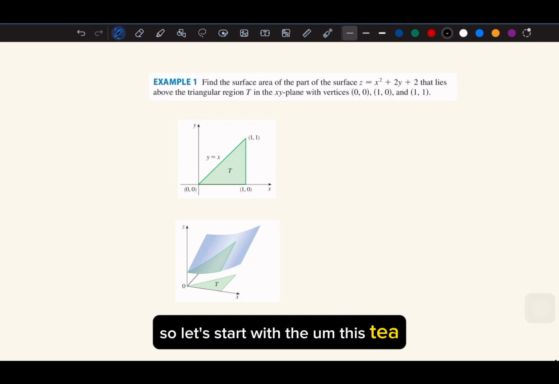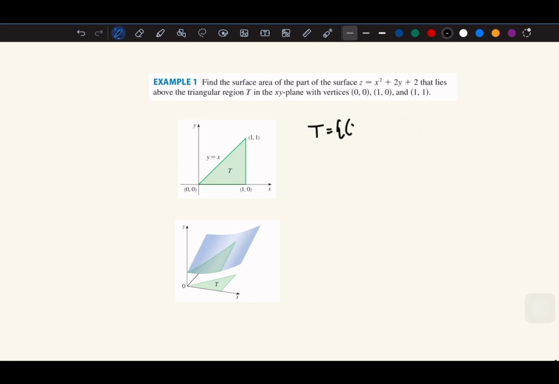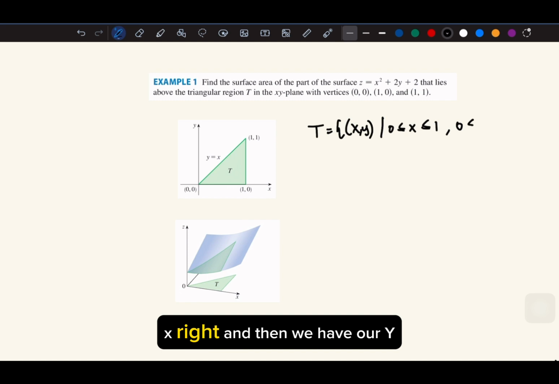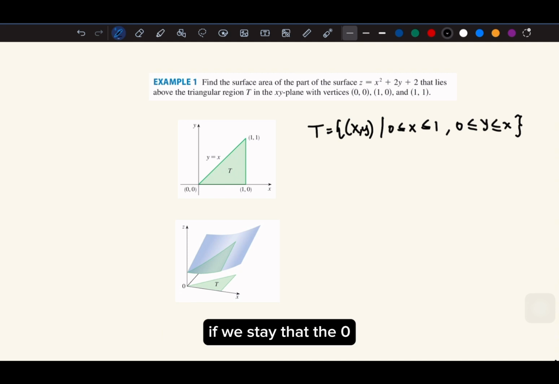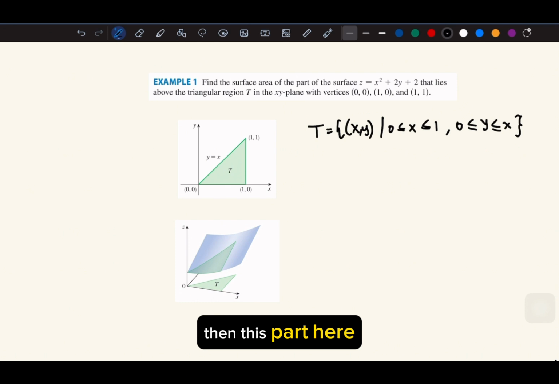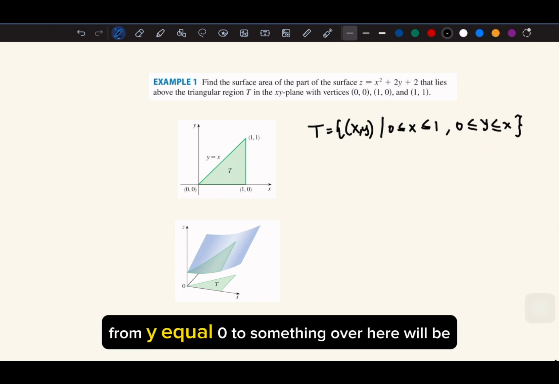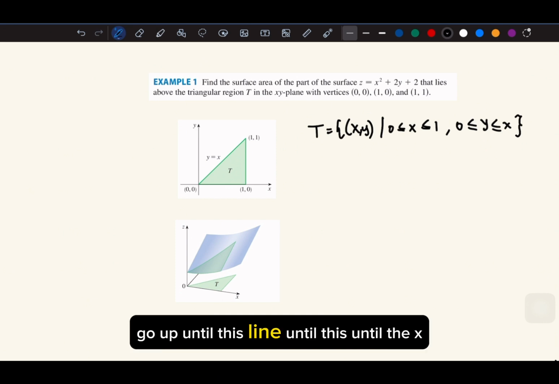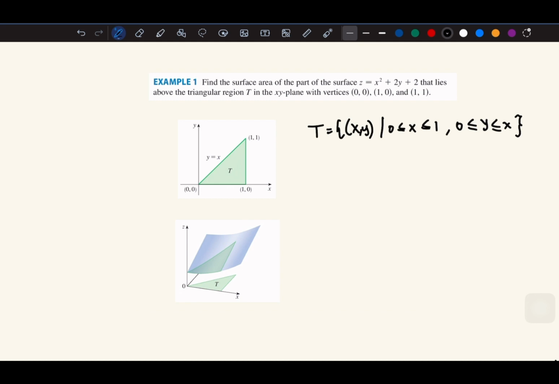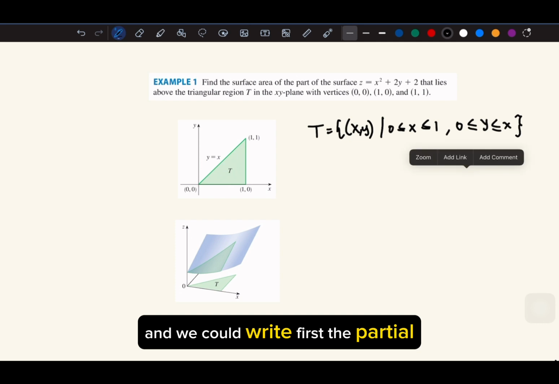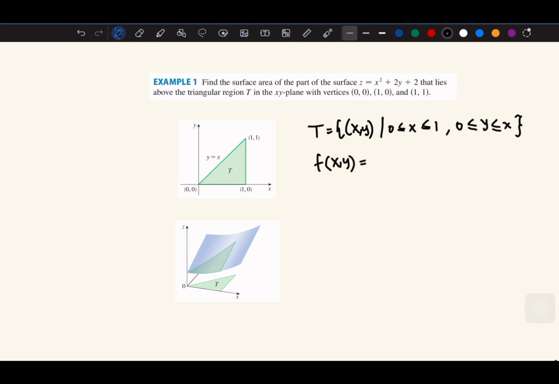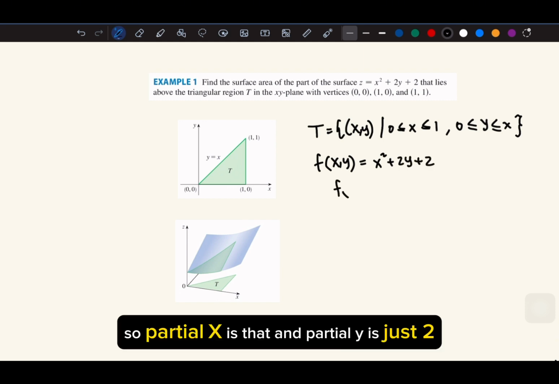So let's start with this T. We have X, and then our Y depends on X. If we say that 0, 1 is our constant, then y goes from 0 up until this line, so until X. We could write first the partials: partial X is that, and partial Y is just 2.